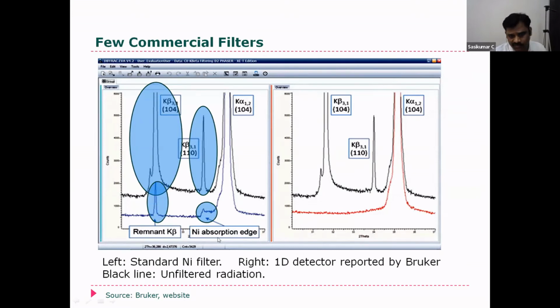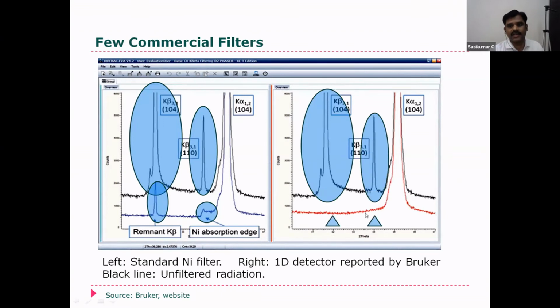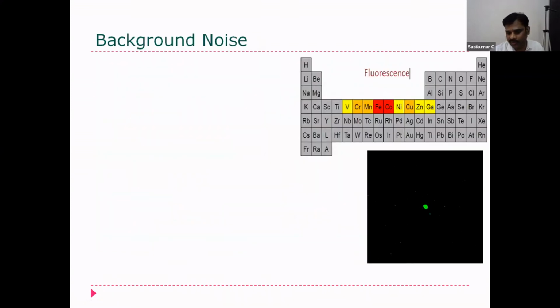Even after filtering out, the K beta line is visible to you. And if you are using some latest detector, you can notice that the K beta lines are completely removed. So the X-ray equipment you are going to use decides the quality of the X-ray coming out, and the information you get from your material will have more clarity and accuracy.